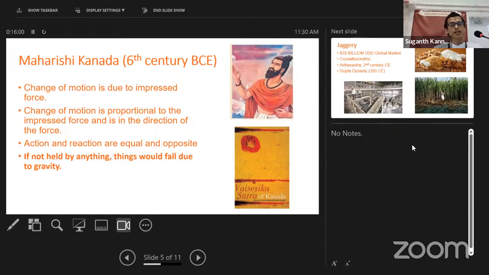In that, it's in Sanskrit, but he says the change of motion is due to impressed force. And that's the first law of motion given by Newton. And then he says that the change of motion is proportional to the impressed force and is in the direction of force. That is the second law of motion, which is given by Isaac Newton in the vectorized format. And he says that action and reaction are equal and opposite. That is the third law of motion. Furthermore, he also gives the law of gravitation, that if not held by anything, things would fall due to gravity.